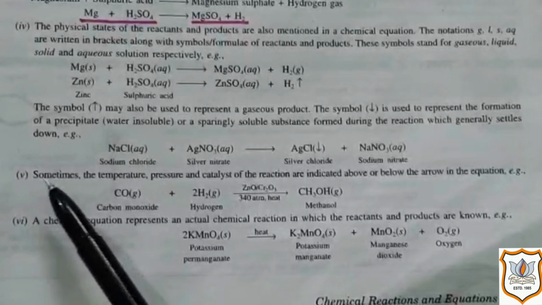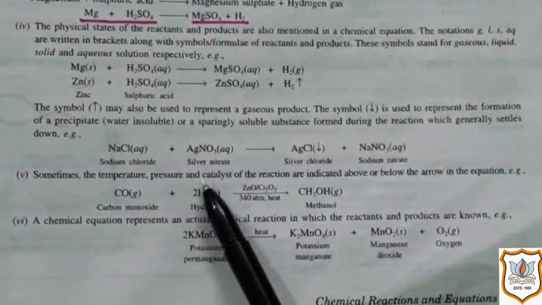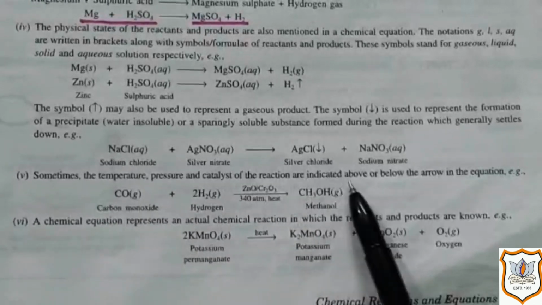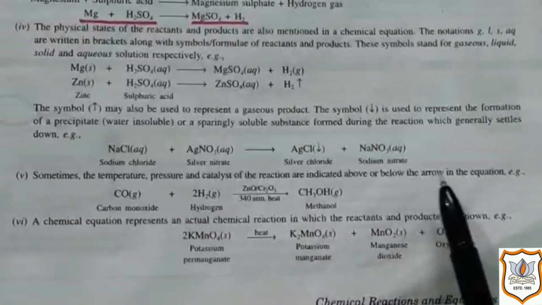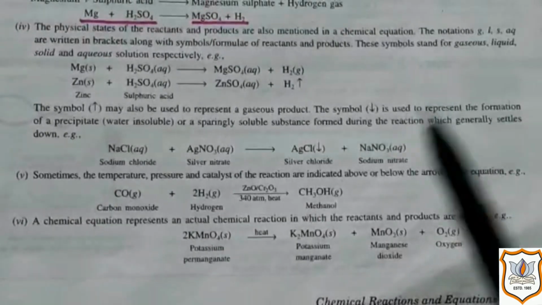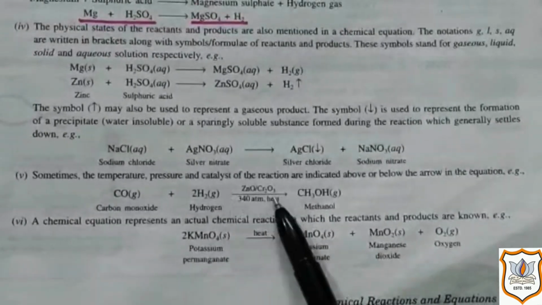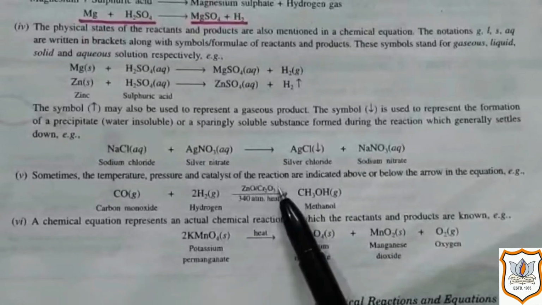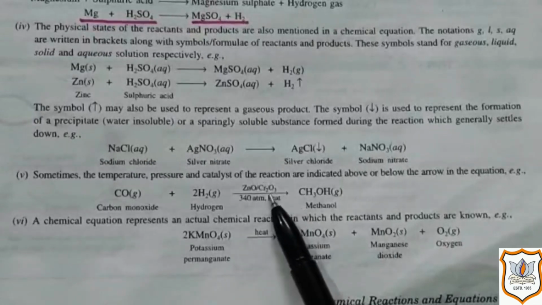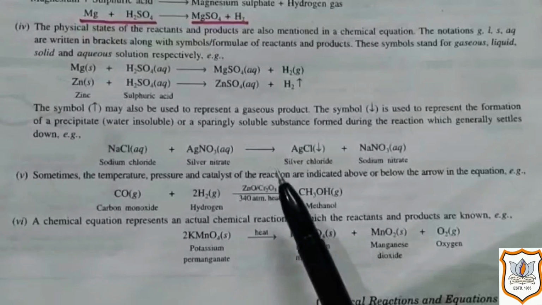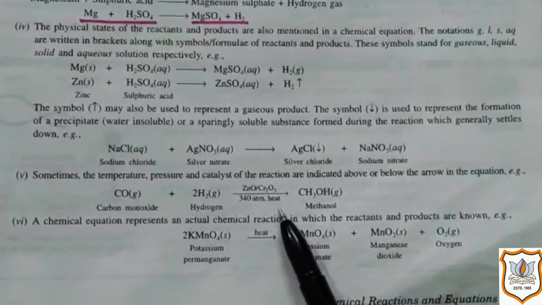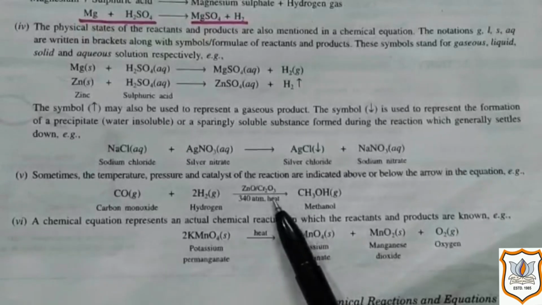In the next step, sometimes the temperature, pressure and catalyst of the reaction are indicated above or below the arrow in the equation. So we can see here ZnO and Cr2O3 are the catalysts which are written above the arrow, and heat and pressure are written below the arrow.